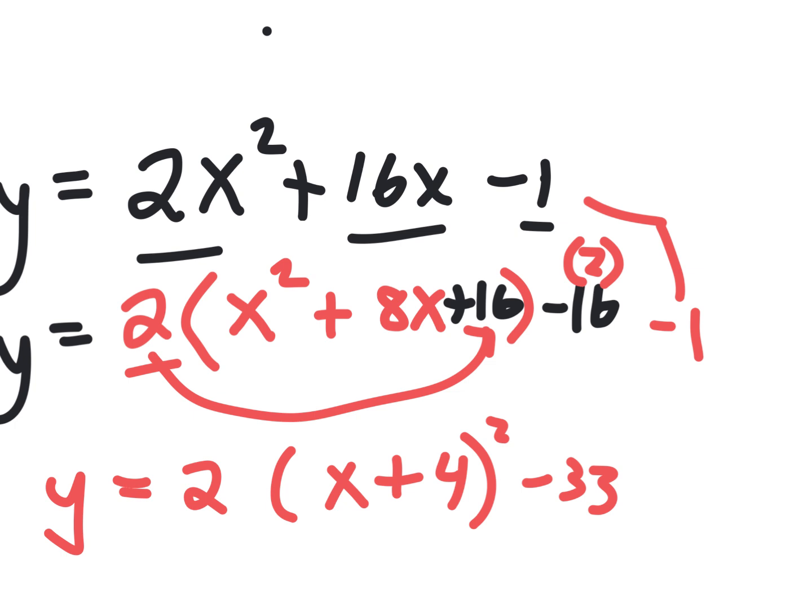From here, you could either get the vertex really quick, or you could solve it from here. Solving it meaning getting the x-intercepts by setting y equal to 0. And then you'd subtract 33 divided by 2. This one wouldn't work real nice because you get 33 divided by 2, which is going to be a decimal. So we won't even try that one.